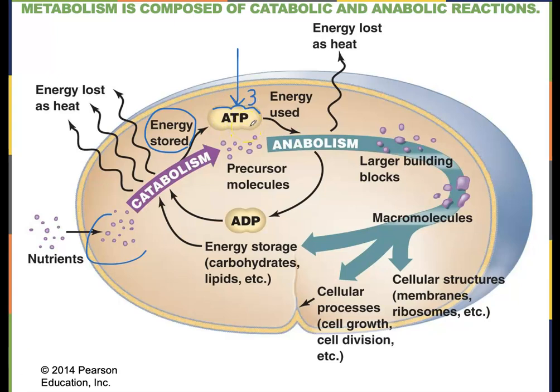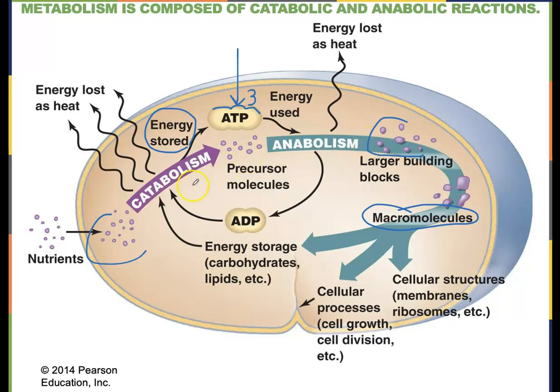So it turns out that the cell over evolution has basically learned or evolved to use ATP as its primary source of energy to power the other kind of reactions in the cell, which is anabolism, which is building up. So we're taking smaller precursor molecules, we're building the things that the cell needs and requires. So we have larger building blocks to make our macromolecules, which is something like protein or lipids, large carbohydrates, whatever the cell needs.